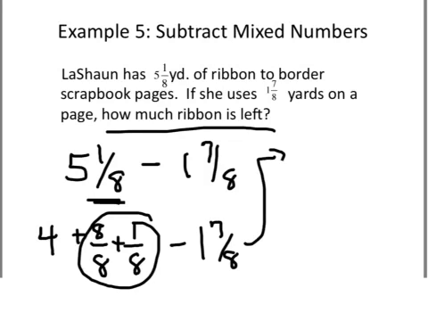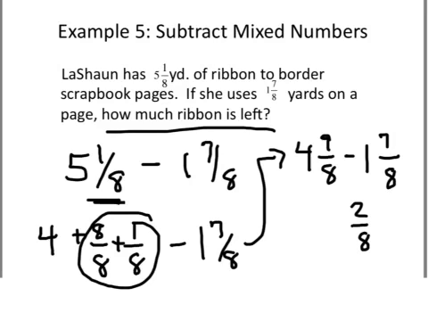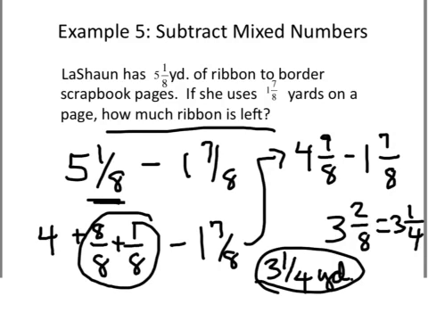Let's come over here. So instead of having 5 1/8, I have 4 9/8. And then I'm going to subtract 1 7/8. Now I can deal with the fractions first and then deal with the whole numbers after. So 9/8 minus 7/8 is 2/8, and 4 minus 1 is 3. I'm going to finish this off by reducing the 2/8, which we know reduces to 1/4. So we know that LaShawn will have 3 1/4 yards of ribbon left.